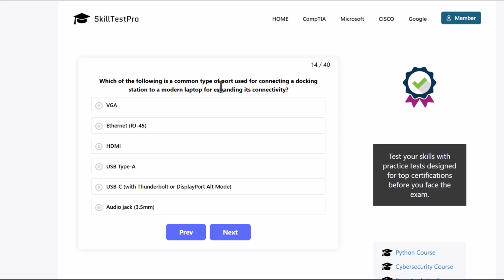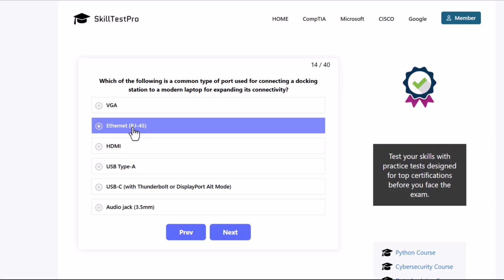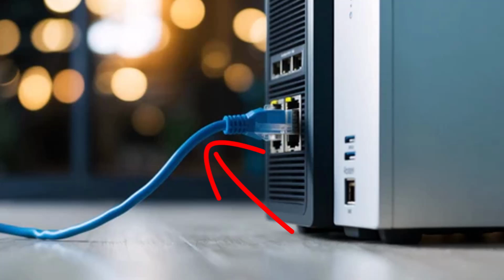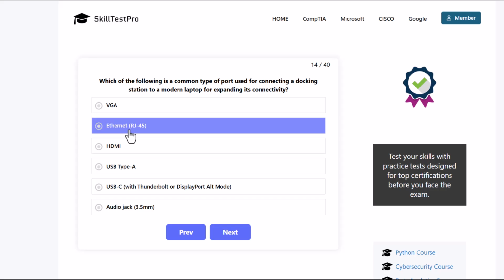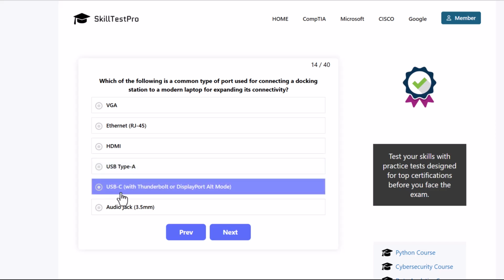Which of the following is a common type of port used for connecting a docking station to a modern laptop for expanding its connectivity? VGA, Ethernet or RJ45. Like I was mentioning, when you hear the word Ethernet, you straight away think about wires, cables, wired network, as Ethernet is internet transferred through cables. When we are talking about Wi-Fi, this means that internet is transferred wirelessly. So Ethernet and Wi-Fi are two different things. HDMI, USB Type A, USB-C, Thunderbolt or DisplayPort Alt mode.